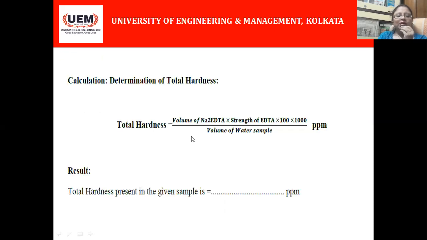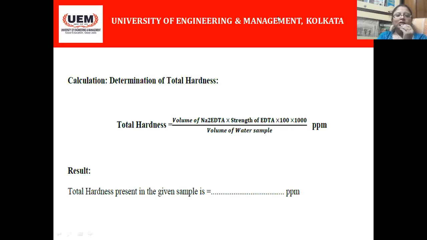Total water hardness you have to calculate by using this equation. The equation tells that the volume of EDTA, that is you are getting this value from your burette reading, times the strength of EDTA, which is given as 0.01 molar, times 100 into 1000, which is your conversion factor. You have to convert it from ml to liter. So you have to multiply by 1000 and divide by the volume of water sample. So you are getting the value as mg per liter or ppm, parts per million. That is how many parts are present in a million parts of water sample, which is called parts per million.